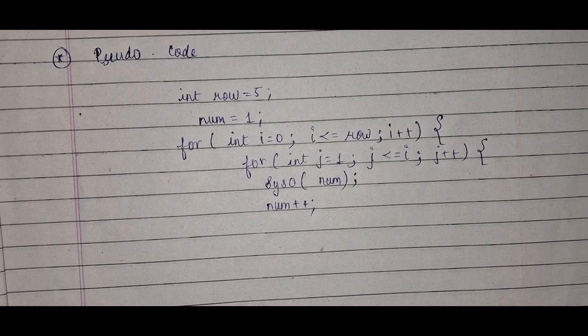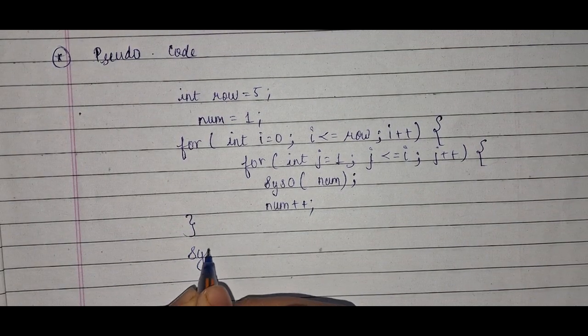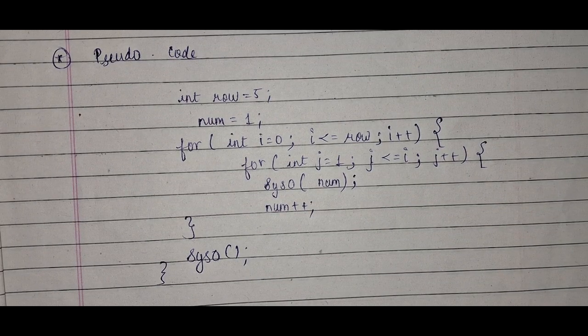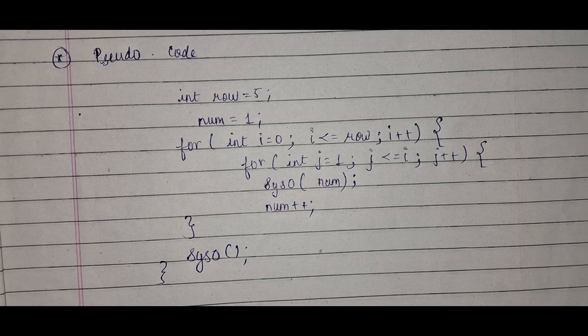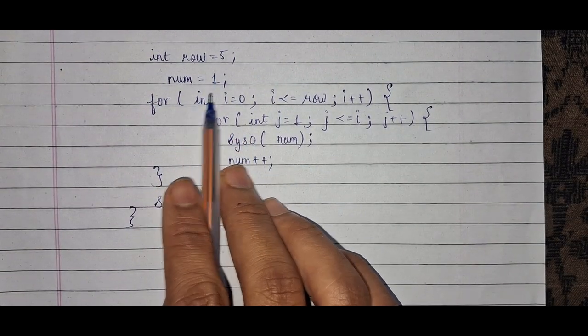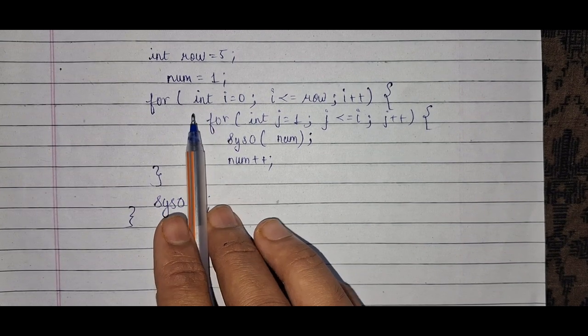So we have to print this, and this is for the next line. Okay, we have written the code for the Floyd's triangle pattern. Okay, so let's dry run it now. We have initialized rows by 5 and num by 1. Now the nested for loops will run.